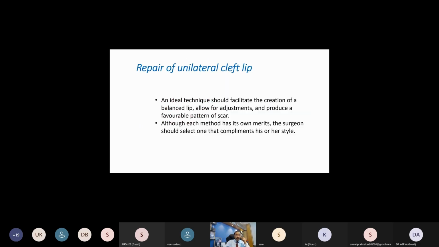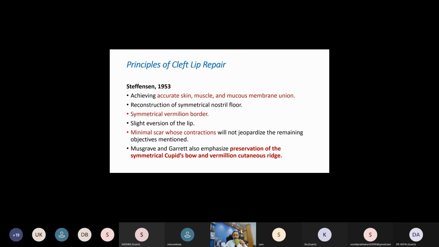So the ideal technique of repairing the unilateral cleft lip should be the one that facilitates the creation of a balanced lip, allows for adjustment, and produces a favorable pattern of scar. So although each method has its own merits, the surgeon should select one and complement his or her style. So anything that works best in your hands.